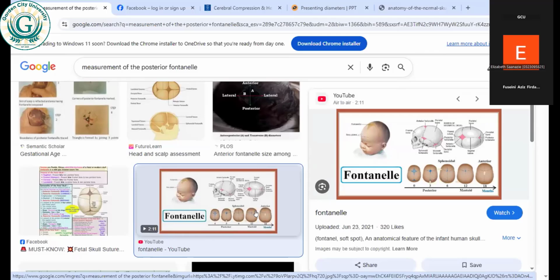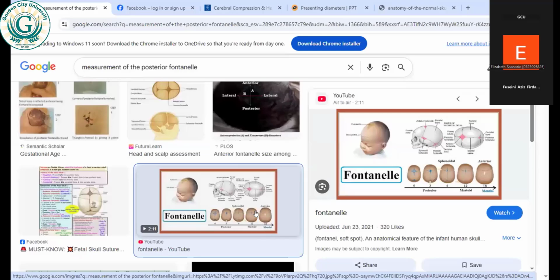Bones of the vault: we have the occipital bone, the two parietal bones, and the frontal bone. And they also said the upper part of the temporal bone. So actually there are four: the occipital bone, two parietal bones, frontal bone, and upper part of the temporal bone.